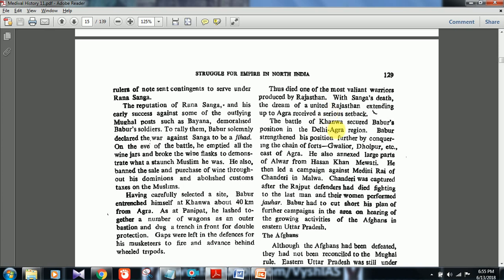The Battle of Khanwa secured Babur's position in the Delhi-Agra region. Babur strengthened his position further by conquering the chain of forts, so Gwalior, Dholpur, etc. All these are forts east of Agra. He also annexed large parts of Alwar from Hasan Khan Mewati. Hasan Khan Mewati we saw earlier also.